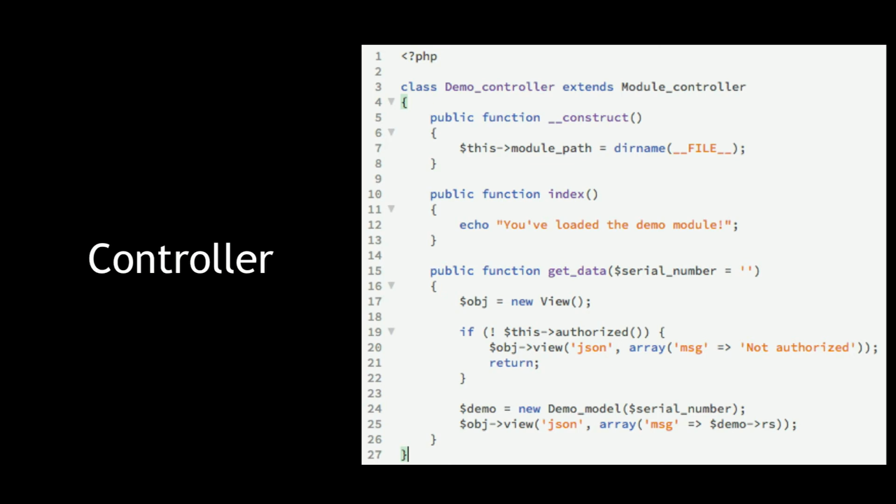This example controller has 3 functions. The first is the construct function, and it links the module parts together. The second is the index function, and it is useful for troubleshooting to verify that your module is working properly. The last is the getData function, and it returns data for a serial number via MunkiReport's JSON API.